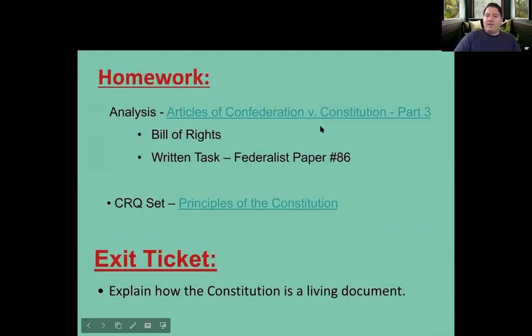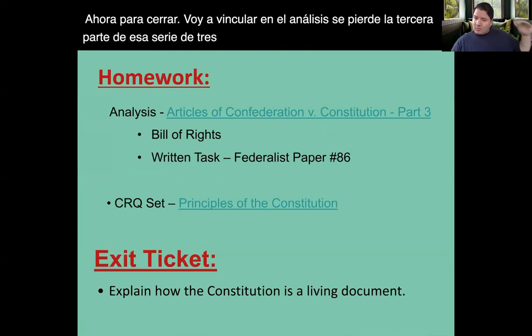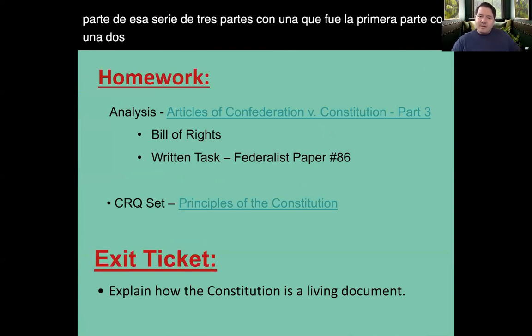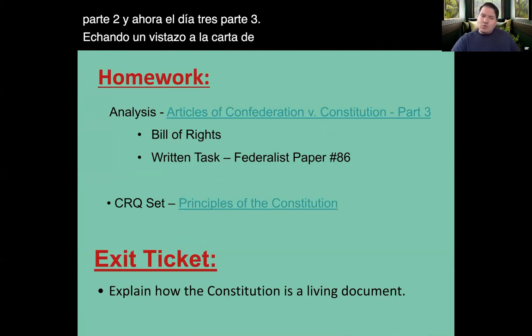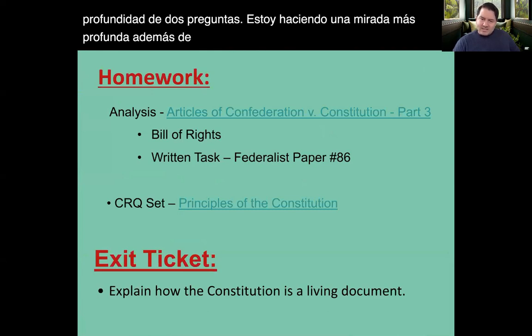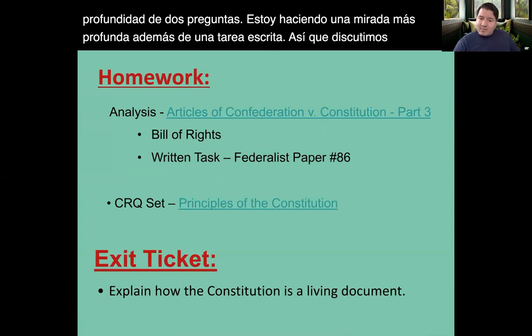Now, in order to close, I will link an analysis. This is part 3 of that 3-part series. With day 1, it was part 1. With day 2, part 2. And now day 3, part 3. Taking a look at the Bill of Rights with an in-depth analysis, two questions, taking a deeper look, in addition to a written task. So we discussed in lesson 1 the Federalist Papers.